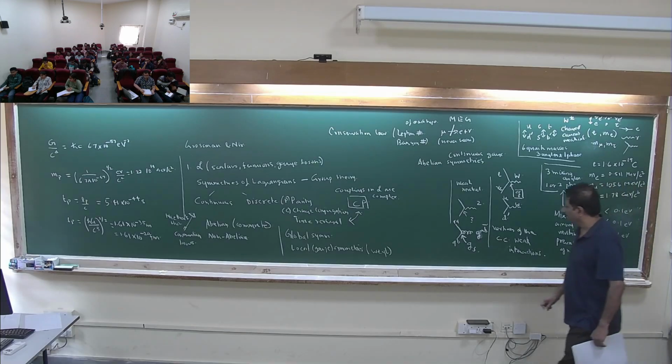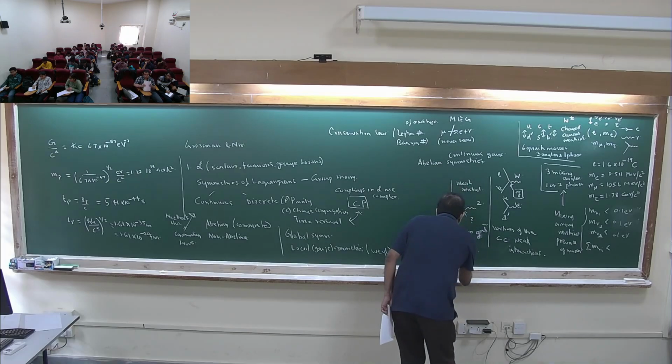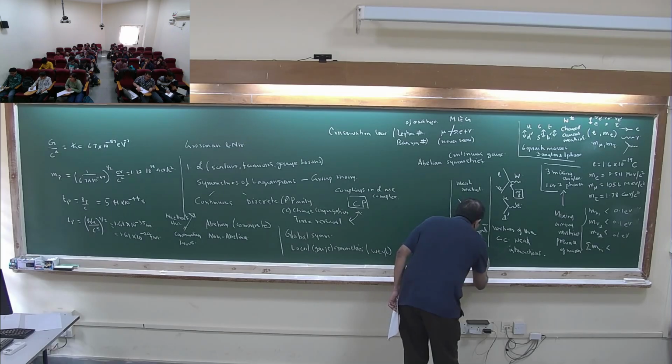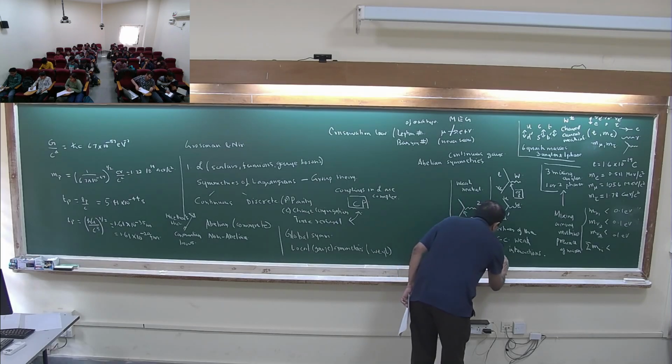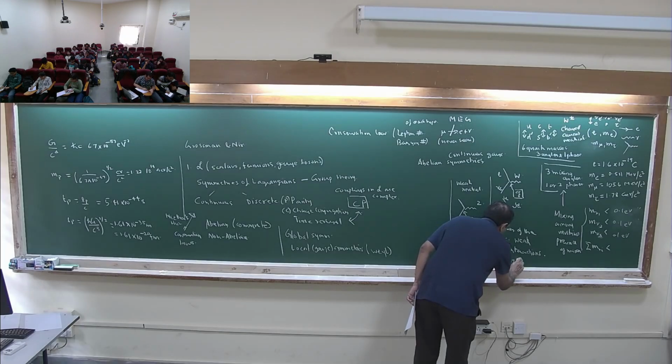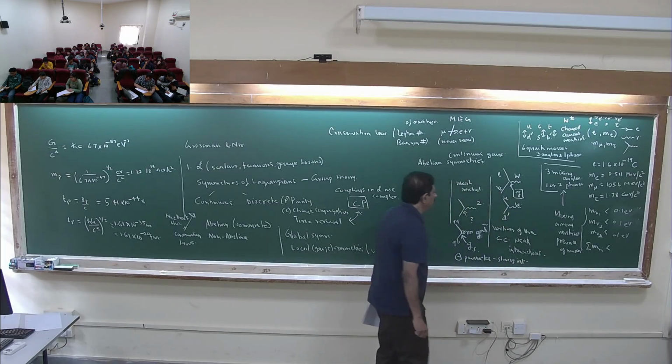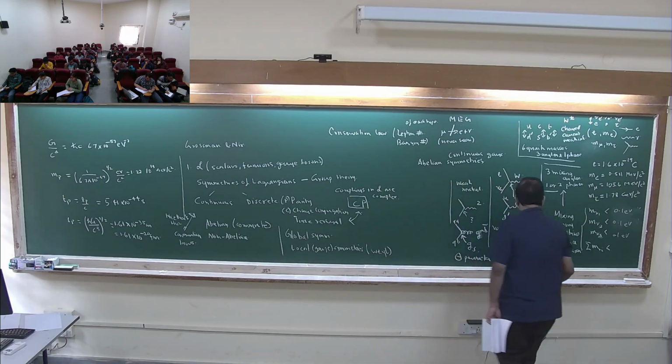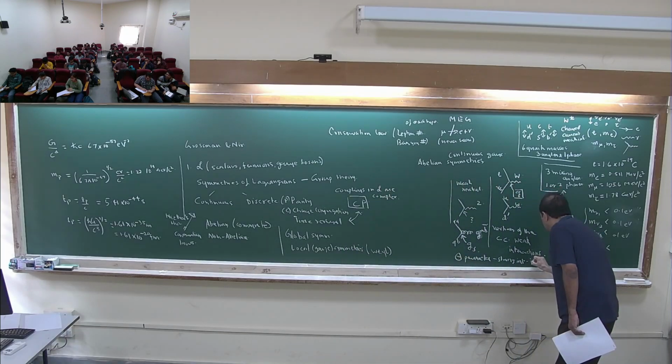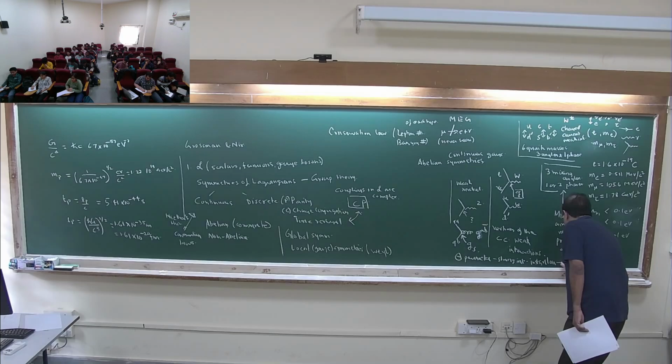There's another one, a very peculiar one, which is called the theta parameter of the strong interactions, which has to do with the vacuum and the instanton, etc., etc. And it leads to something called the strong CP problem.